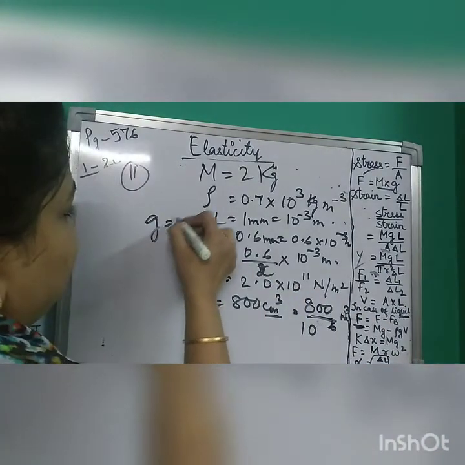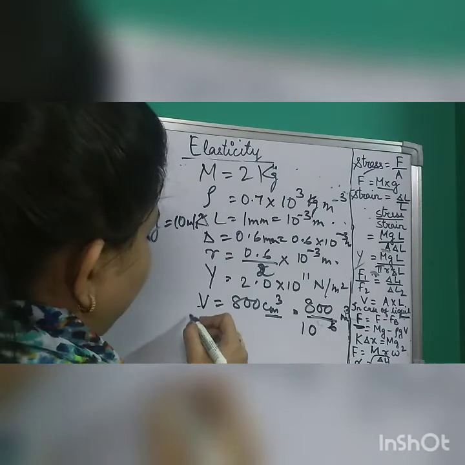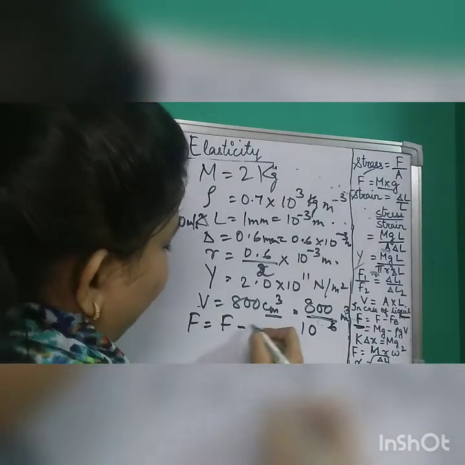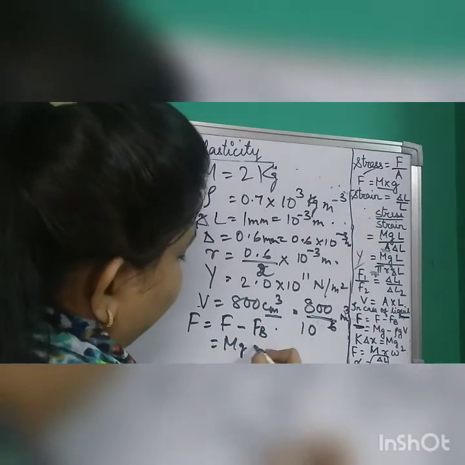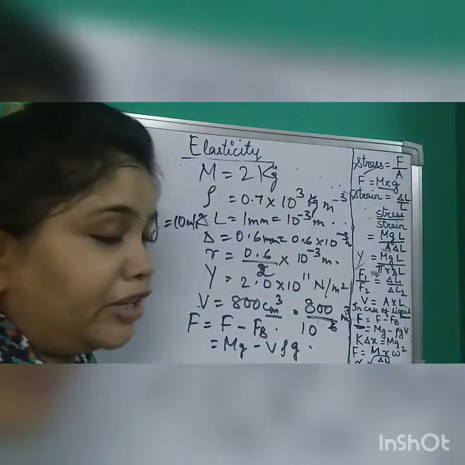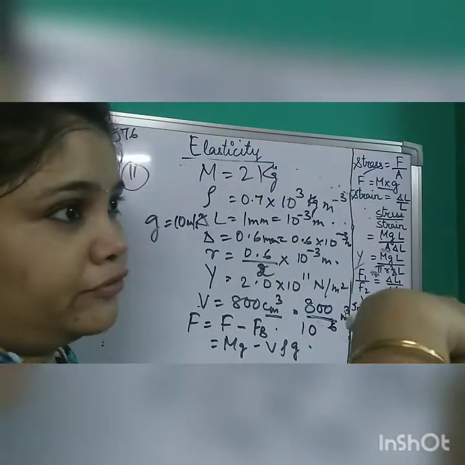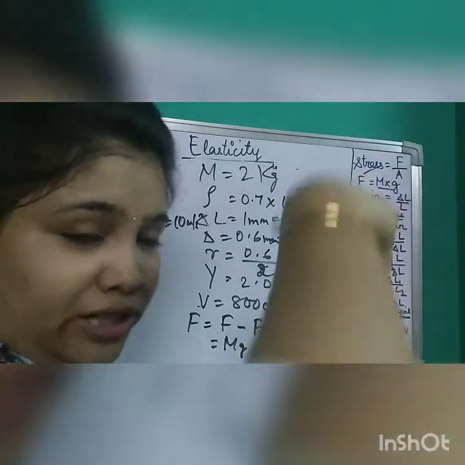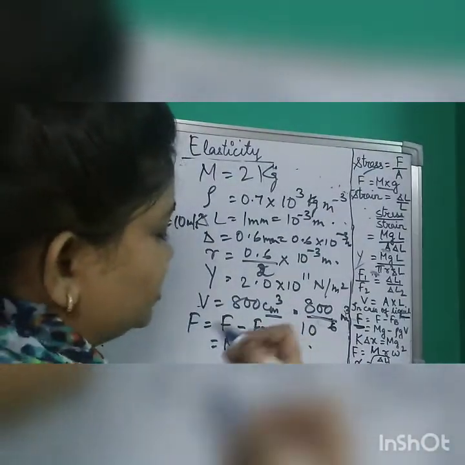Take g as 10 meter per second square. So what will F be equal to? It is nothing but F minus FB, which is mg minus V rho g. Okay, so whenever it is given in case of liquid, please use this formula: the downward force, with which we are putting the body downwards, and the upward force given by the buoyant force. So mg minus V rho g.